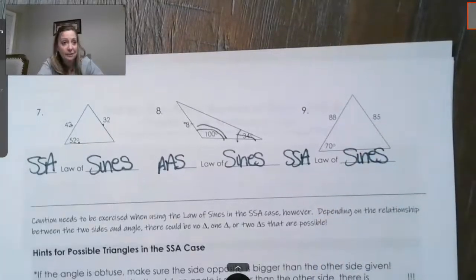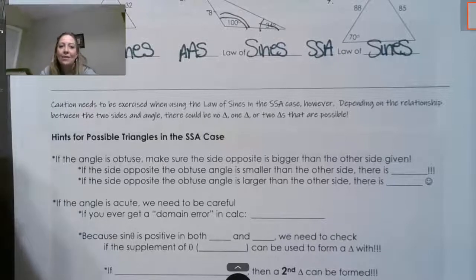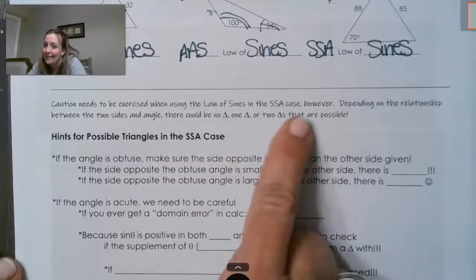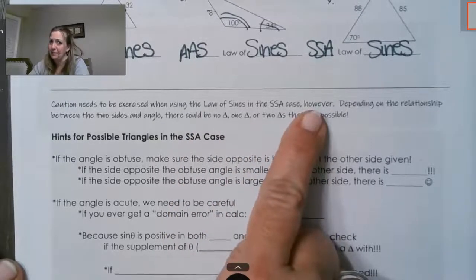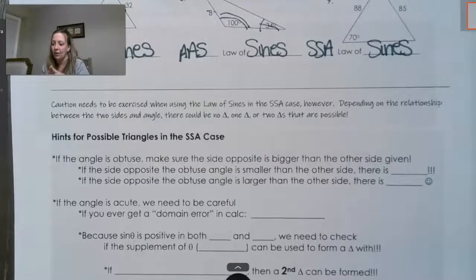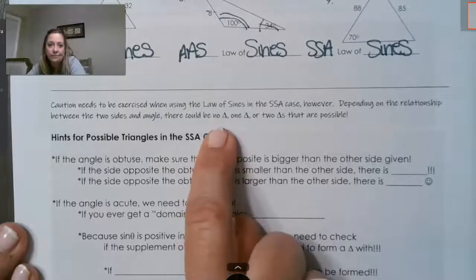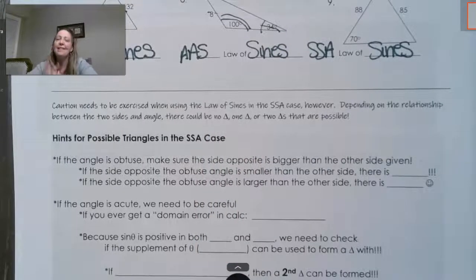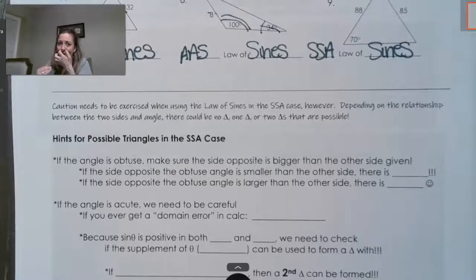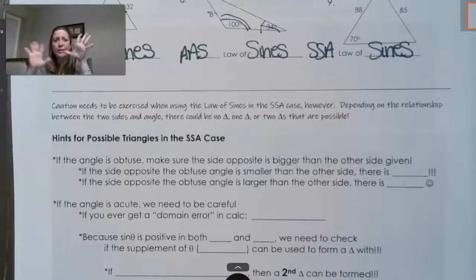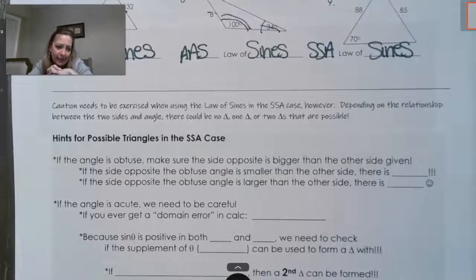Okay, so that's the first part. Now caution has to be exercised when using the law of sines in this SSA case, because you don't want to spell it backwards. Depending on the relationship between the 2 sides and the angle, there could be no triangle, 1 triangle, or 2 triangles that are possible. And that's what we're really going to look at today, is how many triangles would be possible in these SSA cases. So we're not going to go forward and solve those triangles. We're just going to really differentiate to see how many triangles we would get.